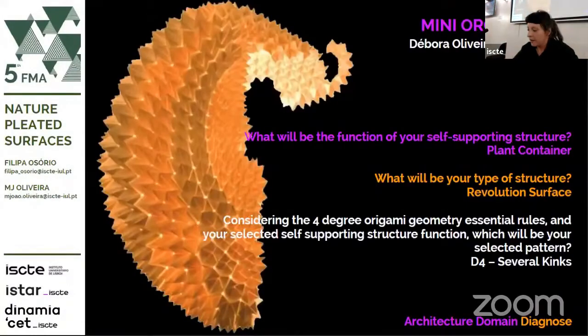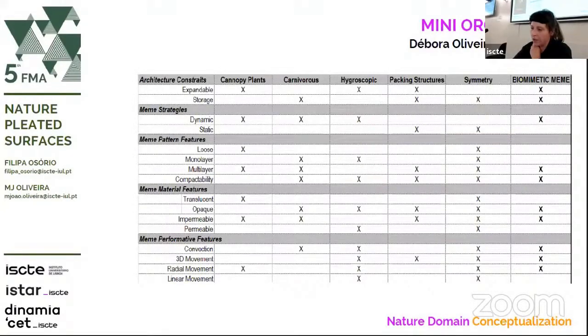And then we have the fourth one, which was the production of a plant container using a revolution surface and using the D4 kink pattern of origami. This group struggled a lot to construct this table because the feedback of this workshop to us was very important, even more than doing it. It was to have the feedback from the participants, because it was the first time that we combined the two theses. And then this group had some struggles to produce the biomimetic mem and helped us also to explore how we explain our methodology and how we could introduce and integrate better the two PhD theses.